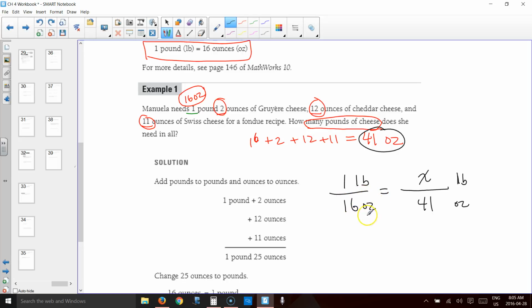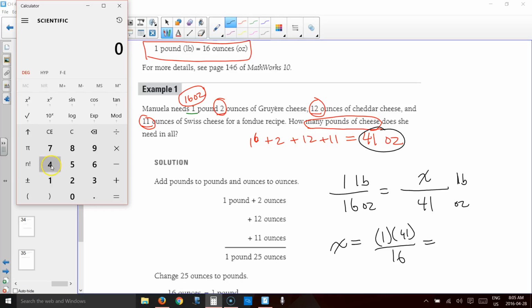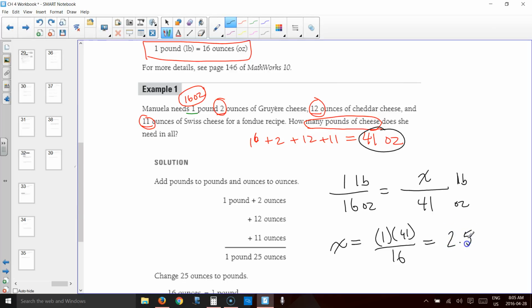So we've set up a proportion. We look at the 16. It's going to be doing the dividing because it's across from the x. So 1 times 41 divided by 16 will be our x. X is 1 times 41 divided by 16, which is equal to 41 divided by 16, 2.5625. Okay, let's just say that rounds to 2.56 pounds. There it is. I think that's a really fast way.